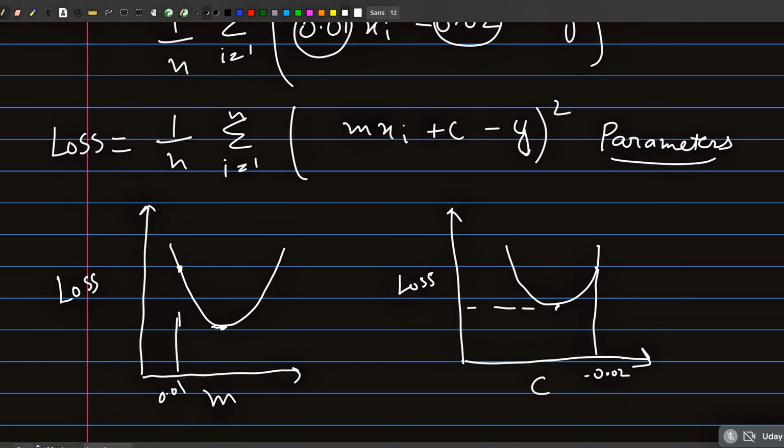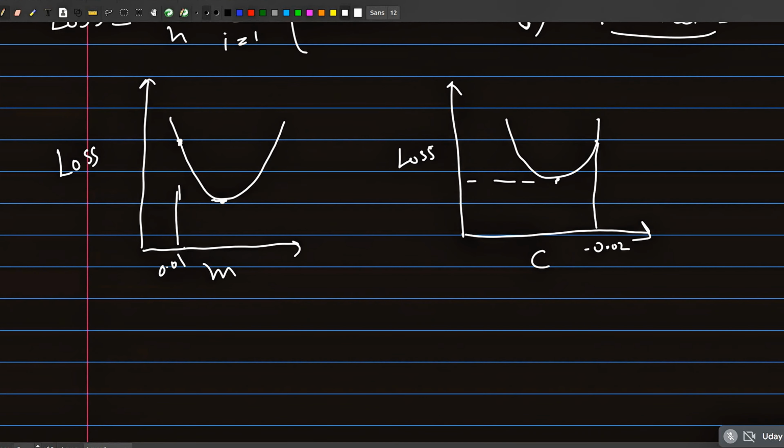Okay. Now what you can see is that in the case of m we need to move our value forward so that loss decreases. And in the case of c we need to move the value of c a little bit backward so that loss is minimum.